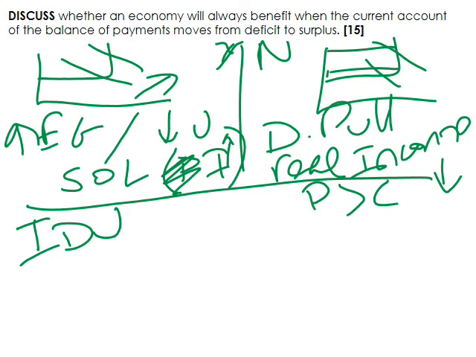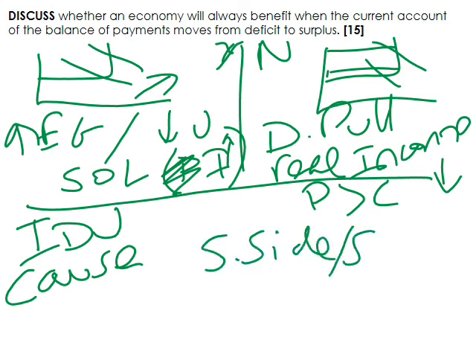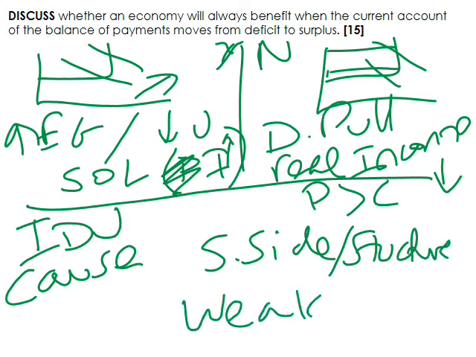In terms of it depends upon, you could look at the cause. So what is it caused by, and then make a judgment about why. Maybe if it's a supply-side or structural issue, like education, this is better than if it's just to do with a weak pound.